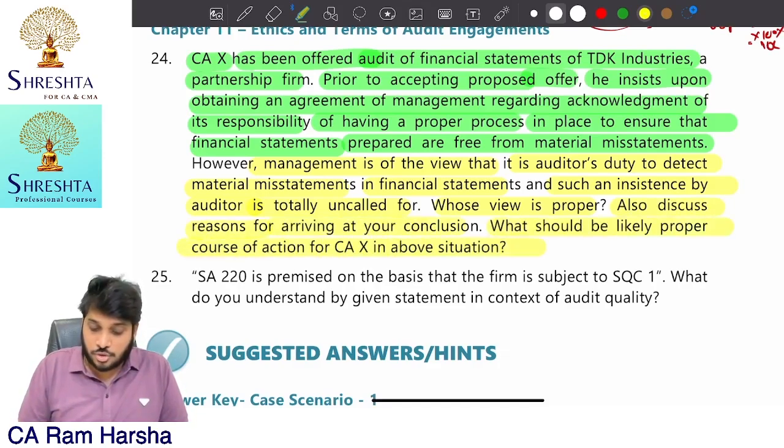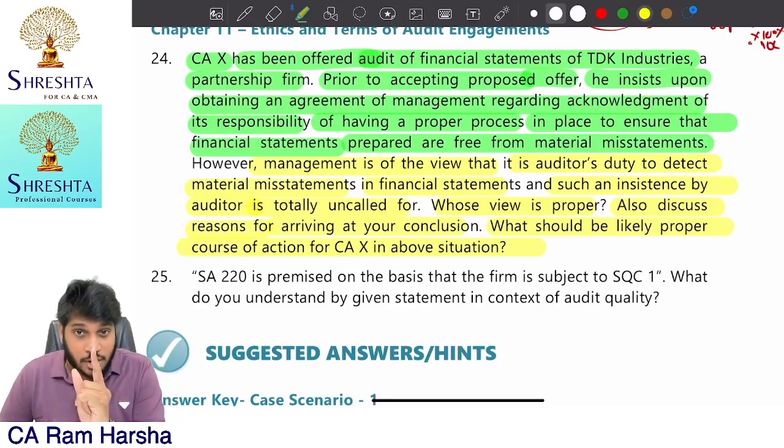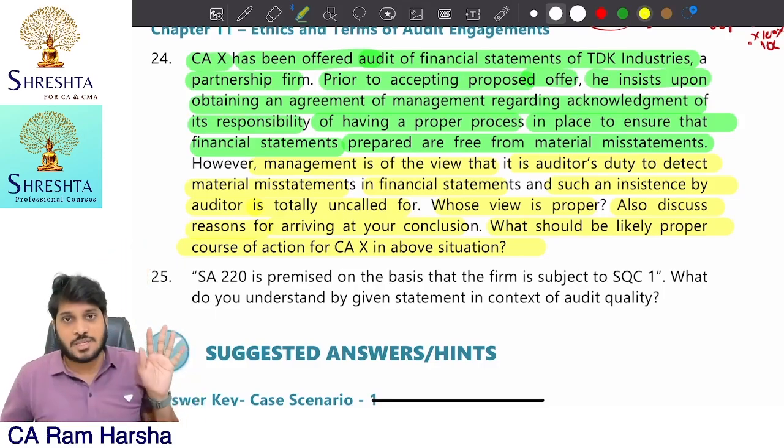What should be the likely course of action in the above? If management is not agreeing to the precondition, this is a precondition to audit. If preconditions to audit are not present, do not accept the audit.